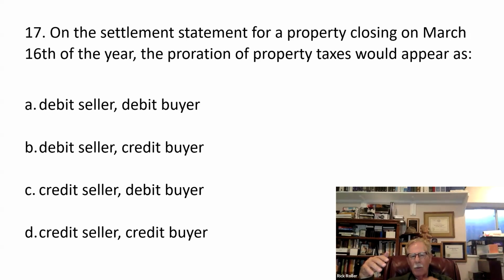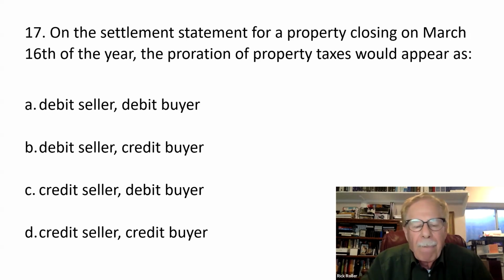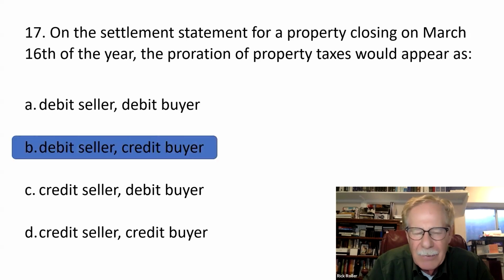Okay. So on the settlement statement, we've got to charge the seller, right? And then we've got to credit the buyer. A debit is a charge to whoever that is. If you debited the buyer, there'd be a charge to the buyer. So A isn't right. We don't debit the seller and the buyer. Look at B. This is the correct answer, by the way. We're going to debit the seller for his share of this year's taxes.